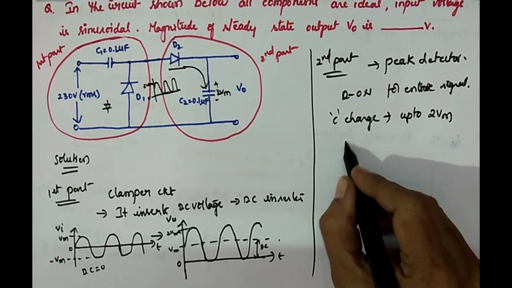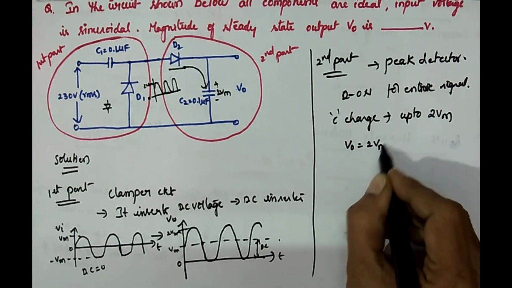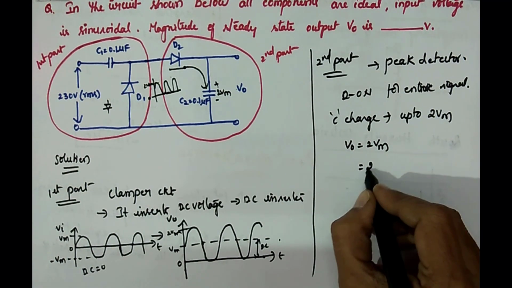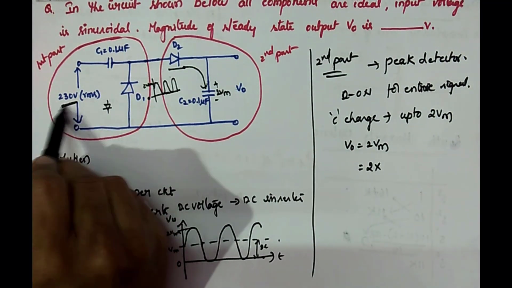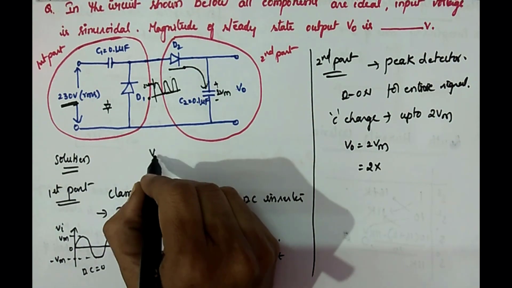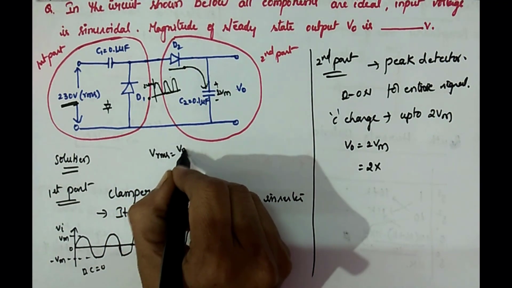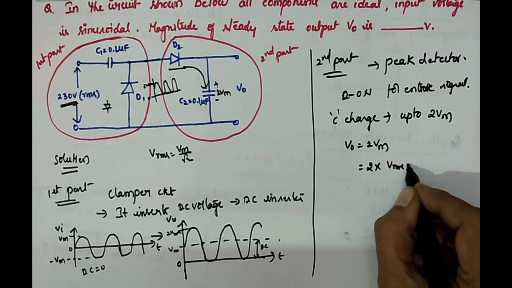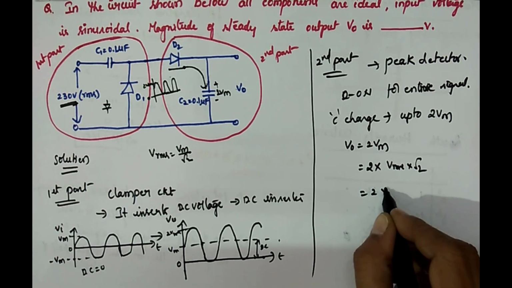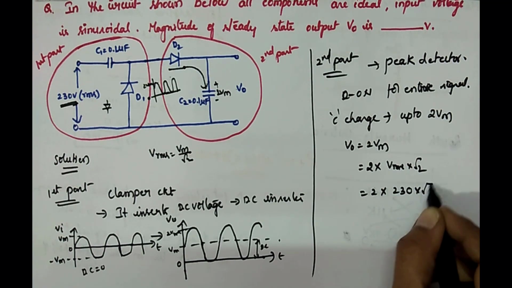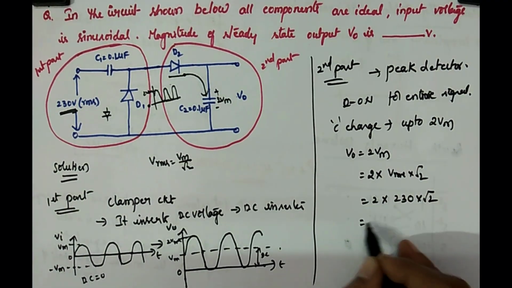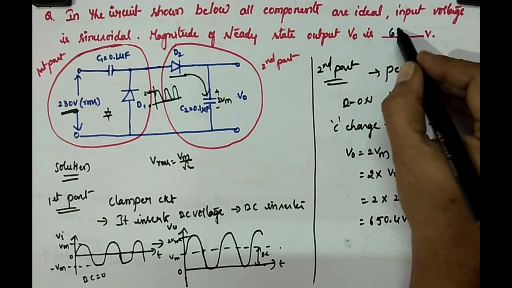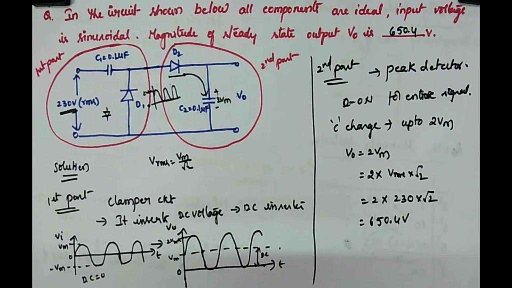So what is V naught now? V naught is nothing but 2 Vm. This is your steady state output. Here Vrms is given. Vrms is equal to Vm by root 2 for a full cycle, so Vm is Vrms into root 2. So 2 into 230 into root 2 is 650.4 volts. So the answer is 650.4 volts.